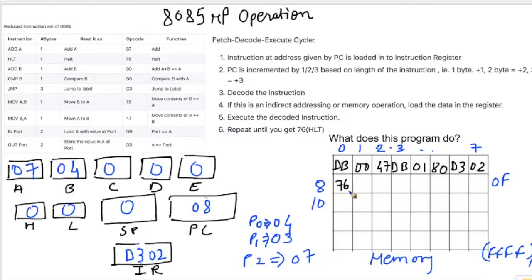And then finally we have 76. So it looks like this is the last instruction which is gonna come to our IR, because as soon as it comes over here, it halts. So what did we learn about this program? We learned that this program will take whatever is present at port 0 and add it to port 1 and give it as output on port 2.